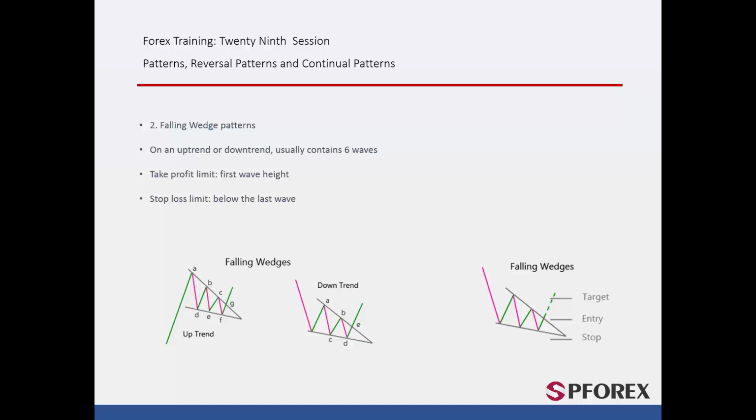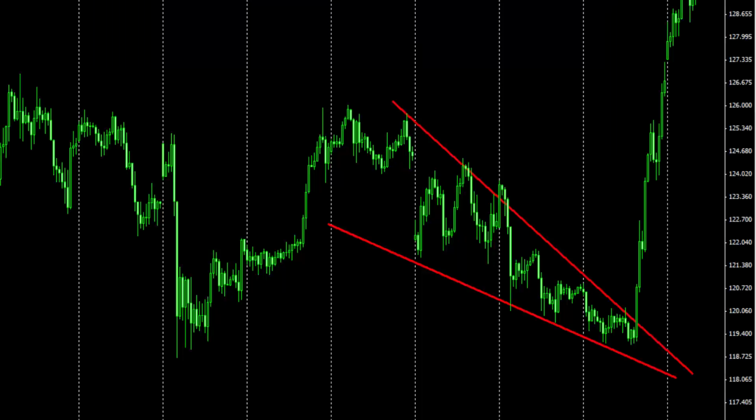The distance between the peak and the valley of the last wave would be our SL amount below the breakout or entry price. There are several examples on the MetaTrader 4 platform. A falling wedge on an uptrend has a continual manner. A trend line can be drawn to clarify the trend's zigzag movement.